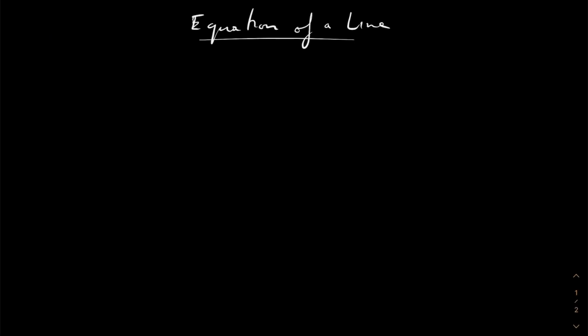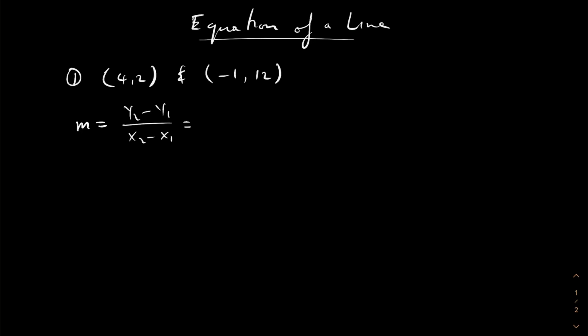Let me give you a concrete example, and let's find the equation of a line given these particular 2 points. The first point is going to be of coordinate 4, 2, and the second point is going to be of coordinate -1, 12. The first thing you need to do when you're given 2 points and asked to find the equation of a line is to find your slope. So you're going to have m equals the rise over the run, so that's going to be the difference in y divided by the difference in x. So we're going to have 12 minus 2 divided by -1 minus 4. So that's going to give us 10 divided by -5, which finally gives us -2.